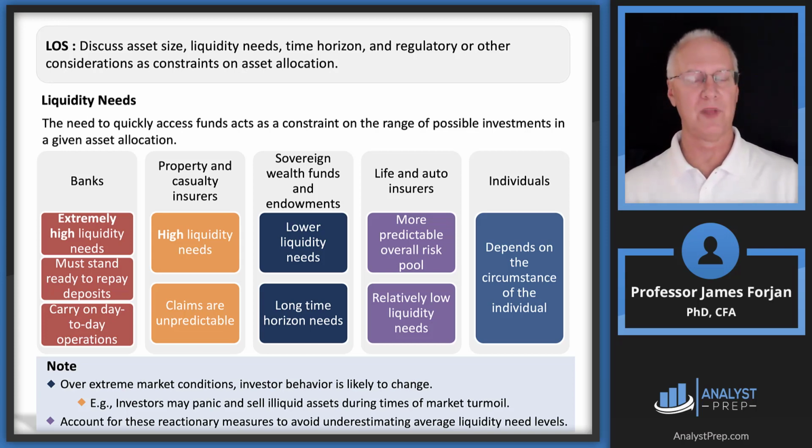Sovereign wealth funds and endowments, particularly the reading talks about university endowments, have super low liquidity needs. Although some college endowment funds will have a policy where they'll take 2 or 4 or maybe 5% of their total assets, sell those during the course of the year to help fund their university expenses. Nevertheless, it's still low liquidity needs.